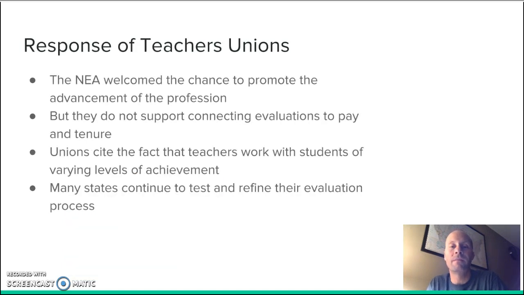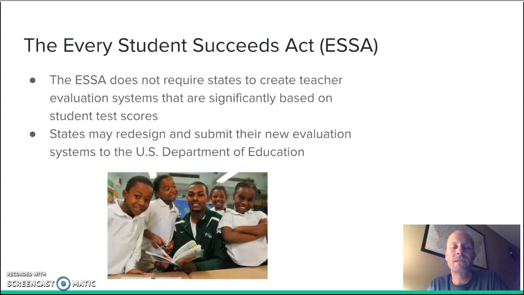Teachers' unions obviously had a strong response to this. The NEA kind of took the high road at one point and said they welcomed the chance to promote the advancement of the profession and make changes to improve the profession. However, they don't support connecting evaluations to pay and tenure. One of the obvious things that got pointed out was that teachers work with different populations of students that have varying levels of achievement, and it's hard to evaluate all teachers on the same plane because of that.